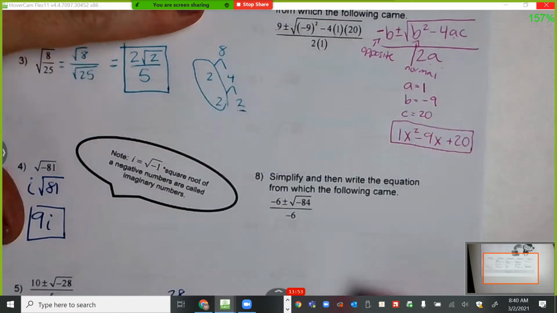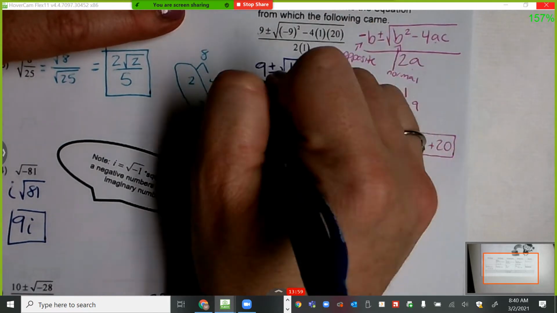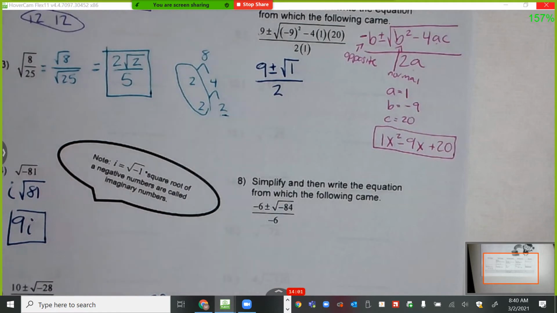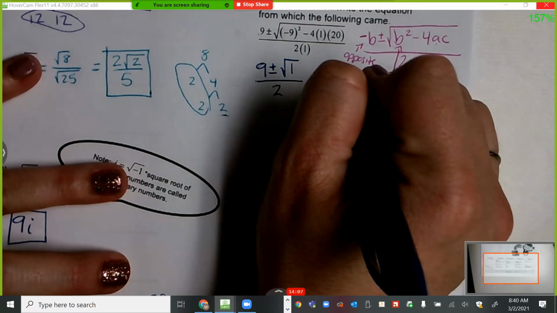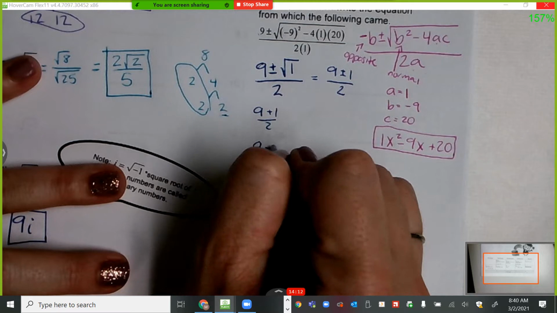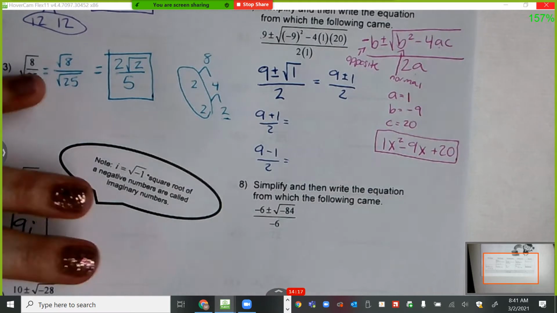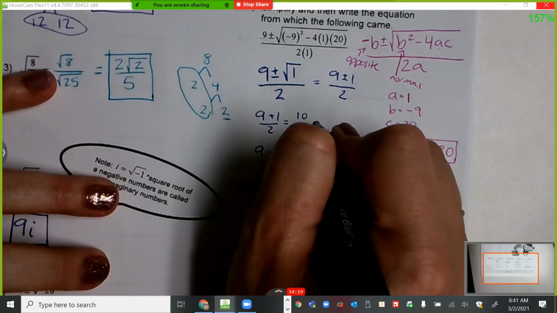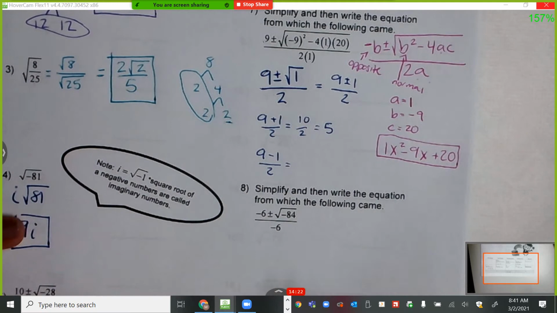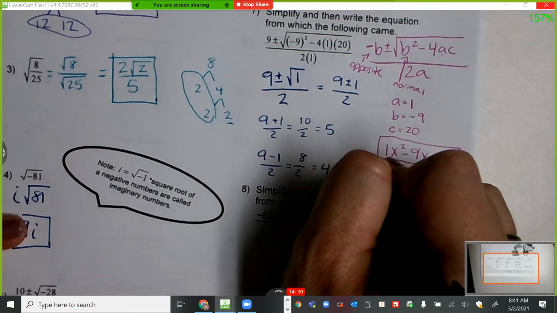1. So I could have technically put the house on this one. 2 times 1 is 2. What is the square root of 1? 1. So this becomes 9 plus or minus 1 over 2. So 9 plus 1 over 2, 9 minus 1 over 2. What's 9 plus 1? 10. What's 10 over 2? What's 9 minus 1? What's 8 over 2? So our answers become 4 and 5.